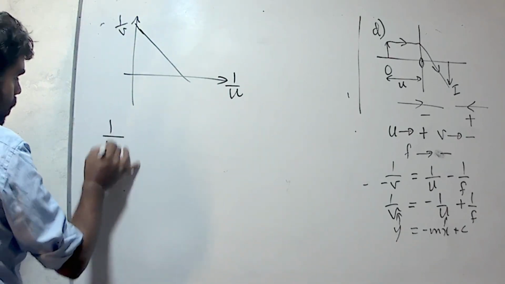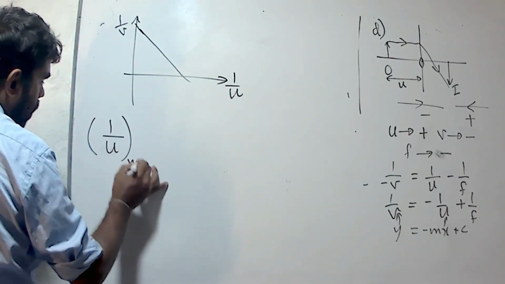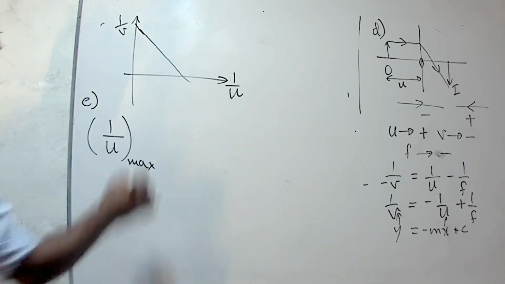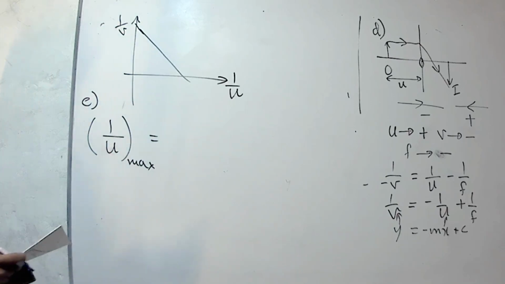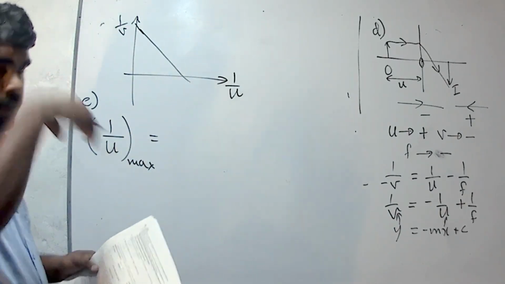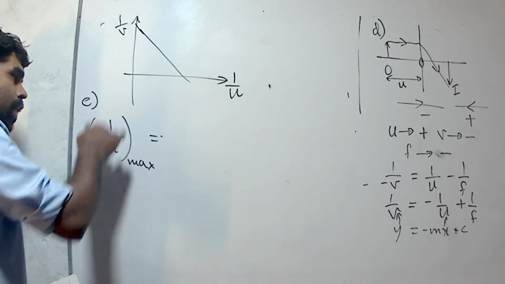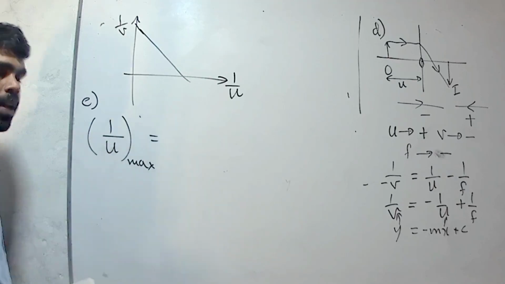One over U should be maximum for the minimum value of object distance. 1 over U is maximum for the minimum value of object distance.